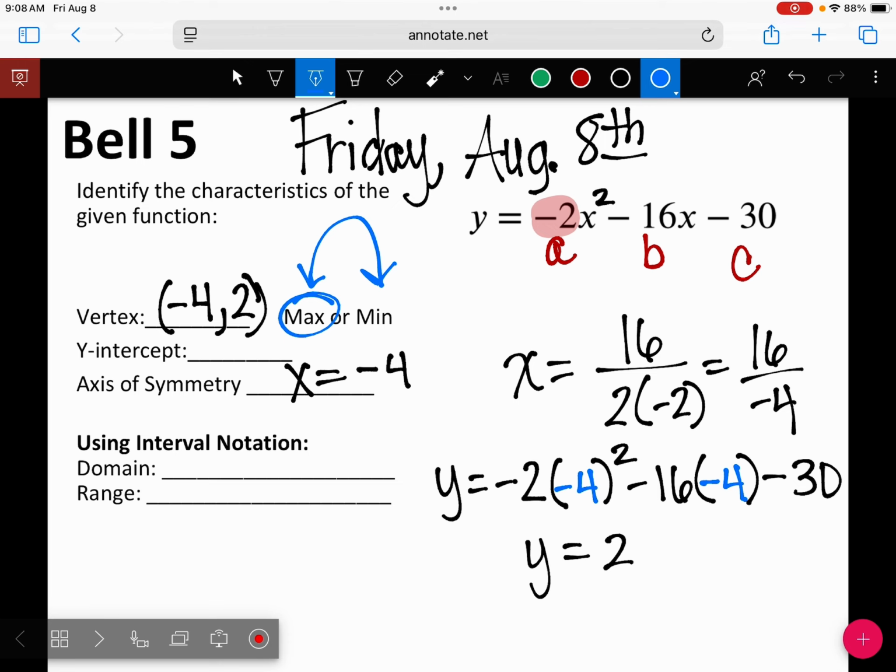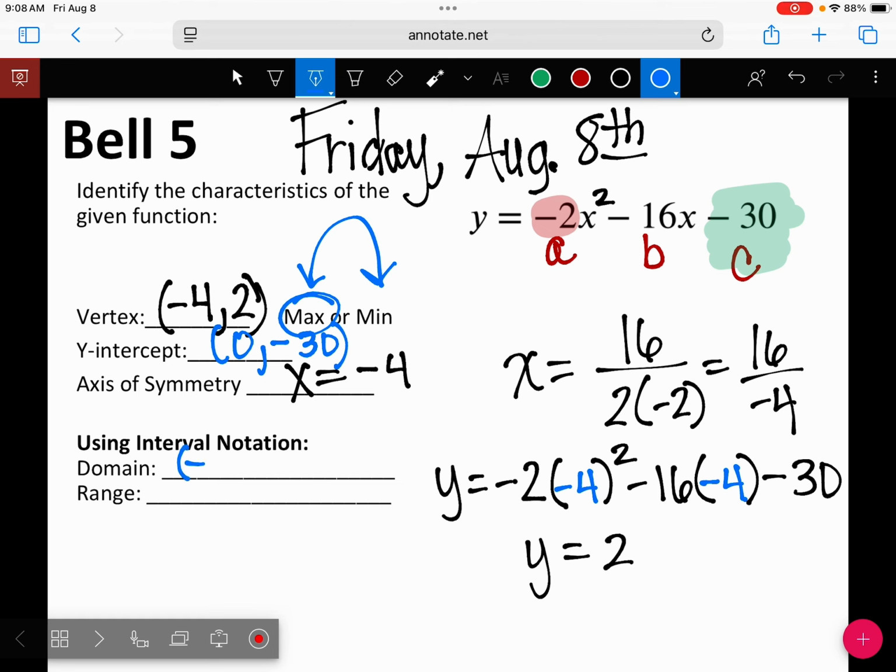All right, the y-intercept, which one of these do I use? A, B, or C? No, C, my bad. It's C. Go ahead and write that down. This is your y-intercept. So it would be at 0, -30.